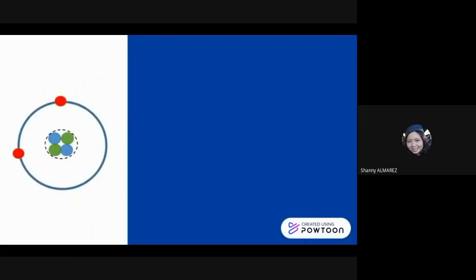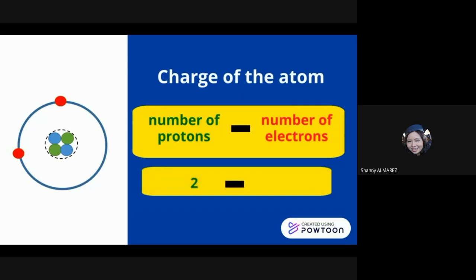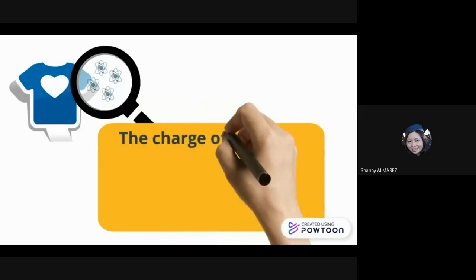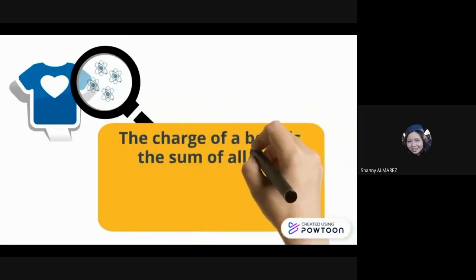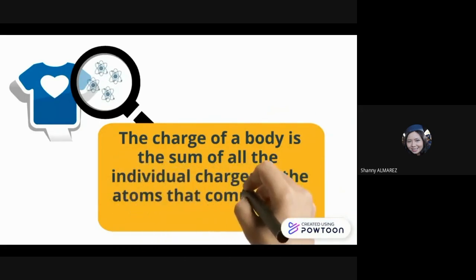The charge of an atom depends on the number of its protons minus the number of electrons. In this example, we have 2 protons minus 2 electrons is equal to 0. It means that this atom is neutral. Since atoms are the building blocks of matter, therefore, the charge of a body is the sum of all the individual charges of the atoms that compose the body.